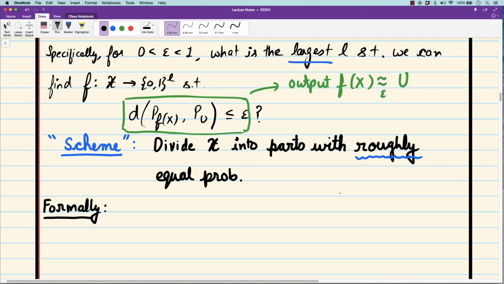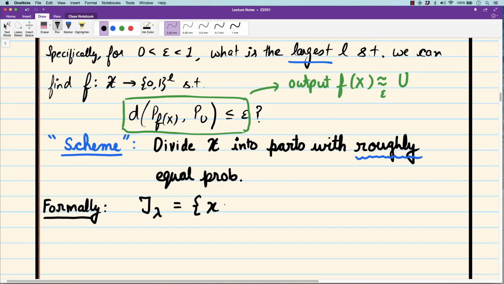And there is no way you can make this random variable uniform with very high accuracy epsilon. So it is important to first take into account what is the largest probability of an element in X. In particular, we can work with this set, this sort of typical set T lambda. Lambda is a parameter that I'll bring in soon.